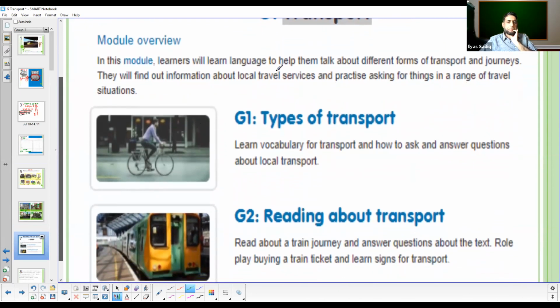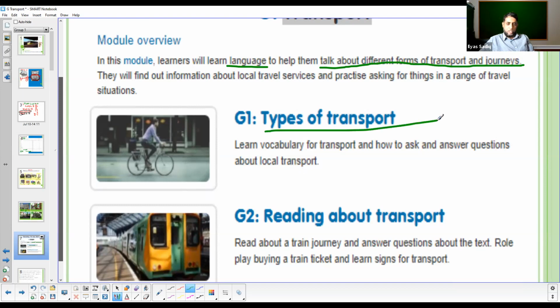Okay, so here we would learn the language that we use to find the traffic when we talk about different types of transportation and journeys. Okay, so this is what we're going to learn today, how we say something about finding the bus, finding the station, getting the ticket, or different types of transportation. This is what we are going to do.